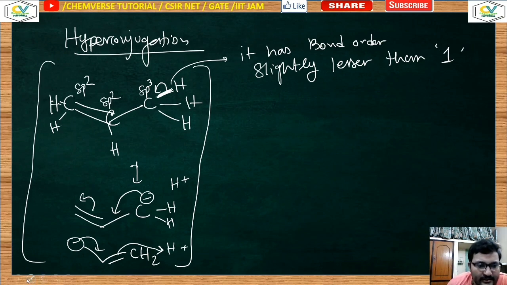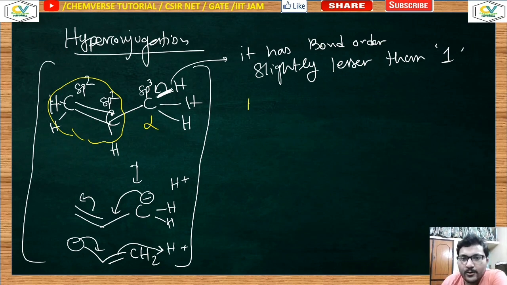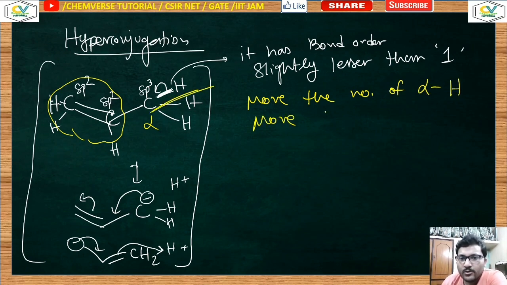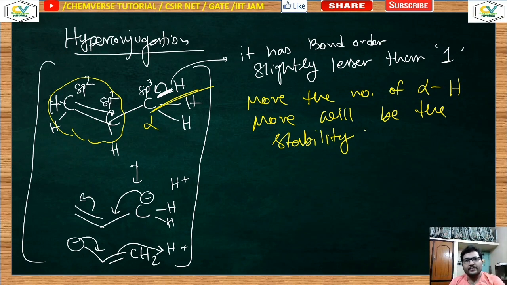Now with respect to the double bond, this is your alpha carbon atom. So we can say that the more the number of alpha hydrogens, these all are your alpha hydrogens, the more will be the stability. This is the case of hyperconjugation, because more and more alpha hydrogens will lead to this kind of hyperconjugation structure, and the hyperconjugation structure will give some amount of stability to the system. It's not like it will give stability as much as resonance can, but it will stabilize the system.